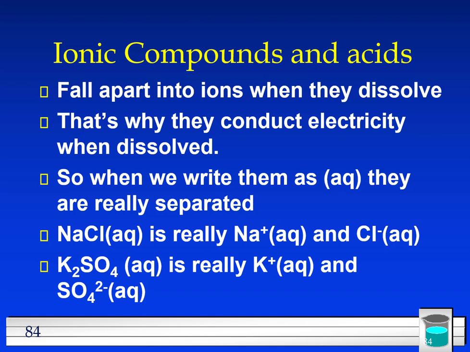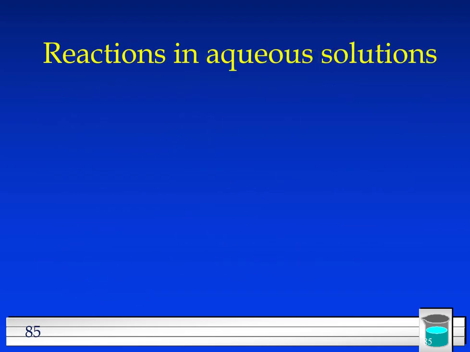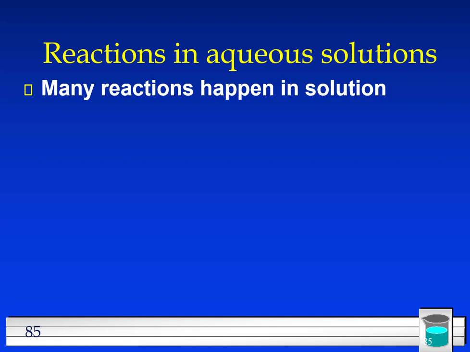So ionic compounds conduct electricity because ions move. So that's proof that none of this is true. Okay? So what do you do about it?